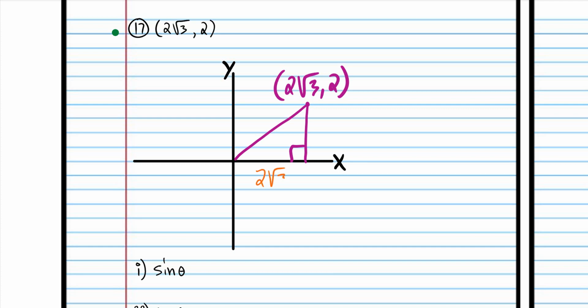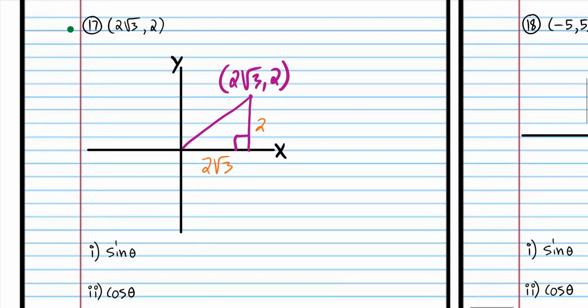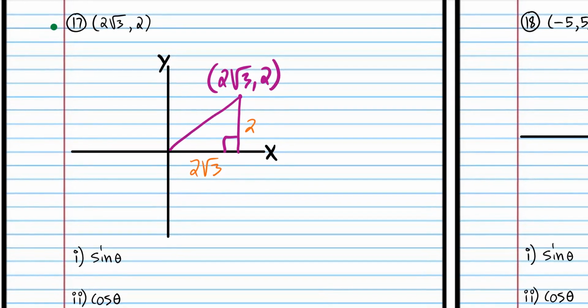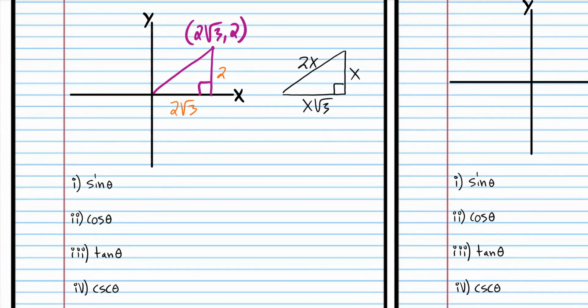So this side must be 2 root 3, and this side must be 2. And we see that this is a 30, 60, 90 degree triangle. This side is x. This side is x root 3, and this side is 2x, and you can see that x is equal to 2. So the hypotenuse of the triangle that we're looking for is going to be 4.